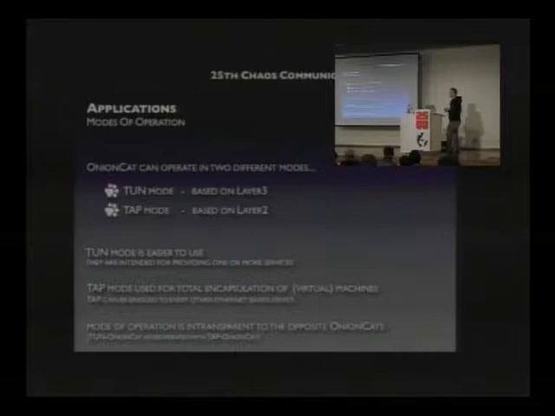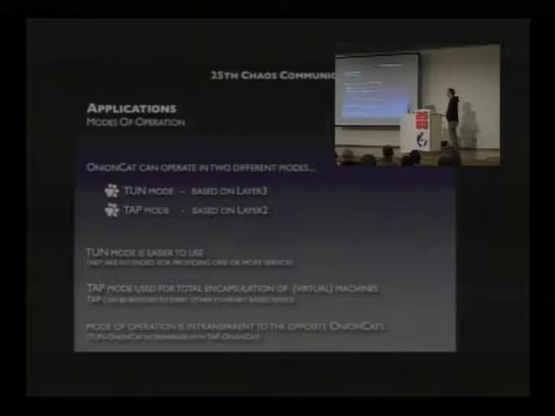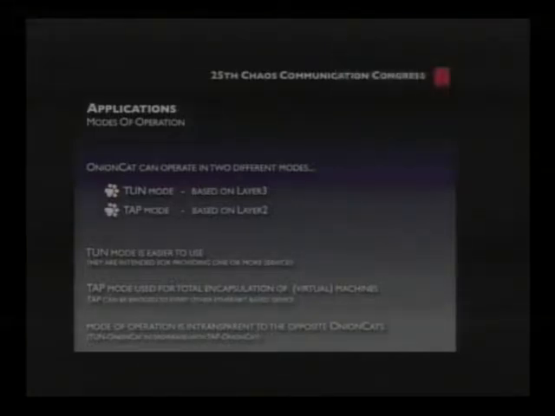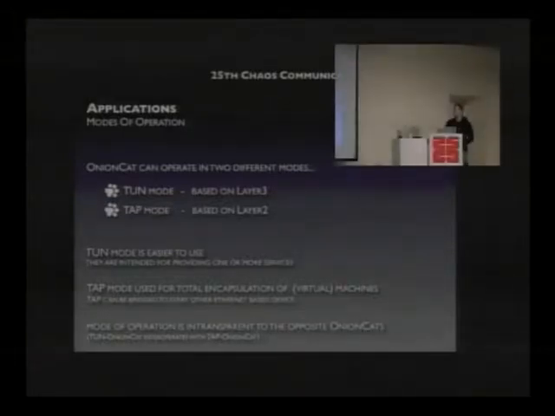So if you plan to use, for example, VMware or another virtualization tool, you can provide virtual machines in there, and you can host services in there, and through the TAP mode, the connection is routed into these machines. These operation modes are intransparent to the opposite onioncats, so they don't know if the other end uses the TAP or the TUN mode. So this is just easy to use in this way.